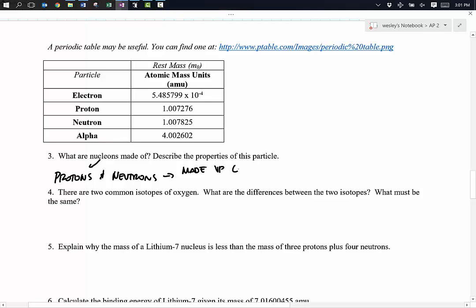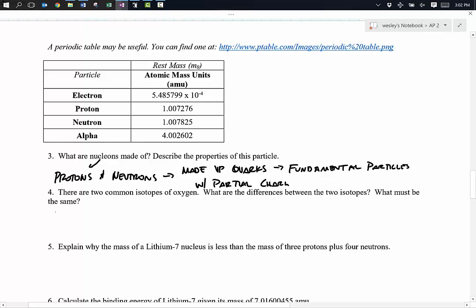Those are made up of quarks. Those are tiny parts of fundamental particles. They don't really exist on their own. We don't isolate quarks. They have partial charge on them. Quarks are funny little things.